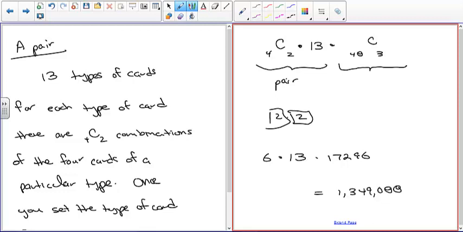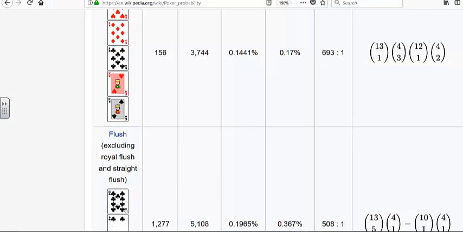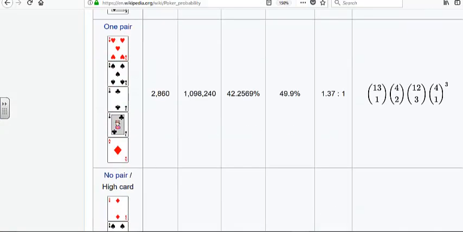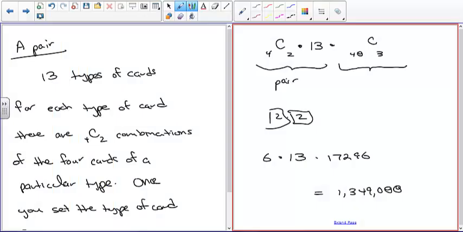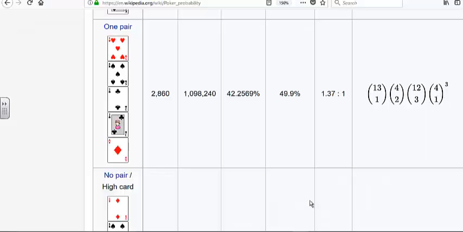Okay, so let's just check and see if I did that right. If you go down here in this Wikipedia entry, one pair, 1,098,000. That's not quite right, is it? Okay, so I did something wrong. Let's see what I did wrong. 4 things taken 2 at a time. 13, no, those are right. 12 things taken 3 at a time. I thought I had that figured out.